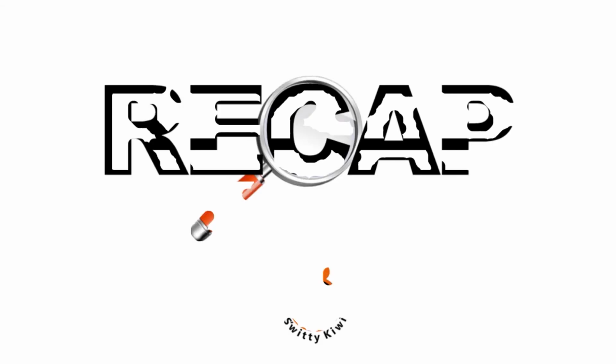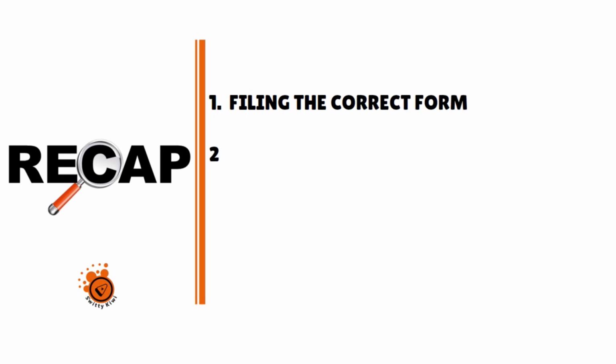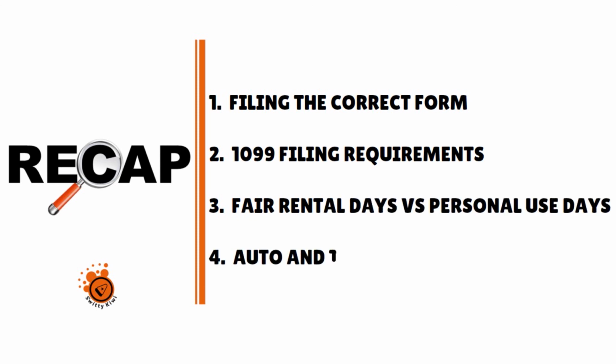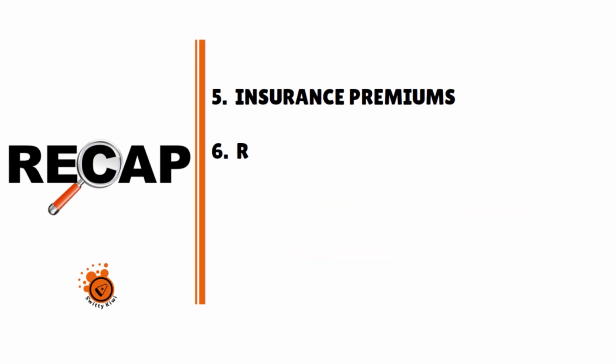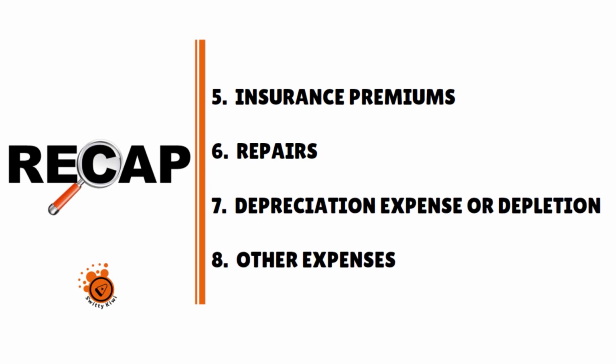All right, folks, this is it for today's conversation. That was a quickie. I was just talking to you about the rental property tax deduction audit triggers, what the IRS is really looking into these days, and there are about eight of them. Number one, you want to file the correct form. If you file the wrong form, this could be an audit trigger. You have to pay attention to 1099 filing requirements, the fair rental days versus personal use days, auto and travel, insurance premiums, repairs, depreciation expense or depletion, and last but not the least, other expenses.